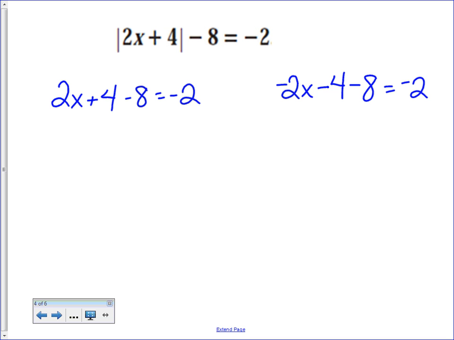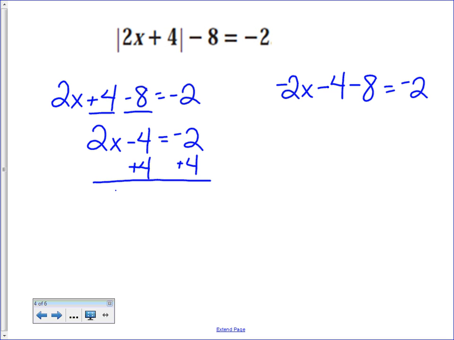We're going to simplify. We're adding 4 and then subtracting 8. So we're going to have 2x minus 4 altogether gives us a negative 2. They're subtracting 4, so we're going to add 4 to both sides, leaving us with 2x equals a positive 2. Divide by 2 on both sides. Our first solution is x equals 1.